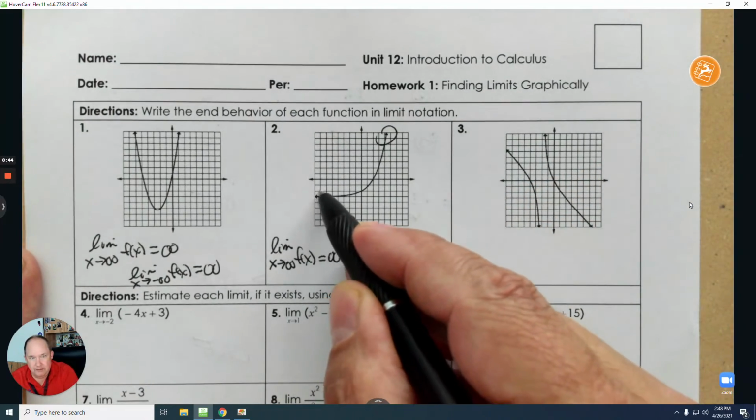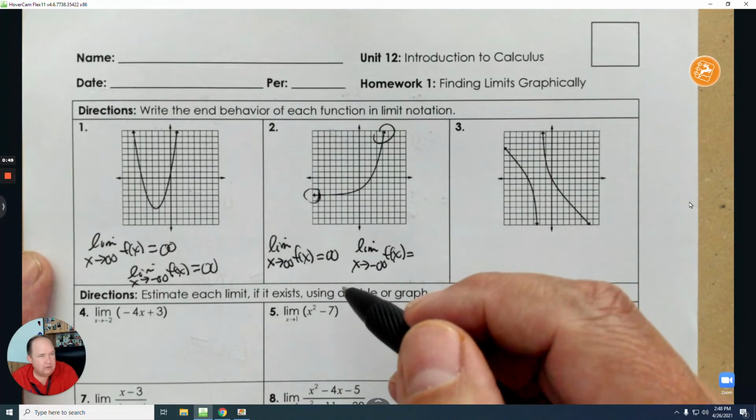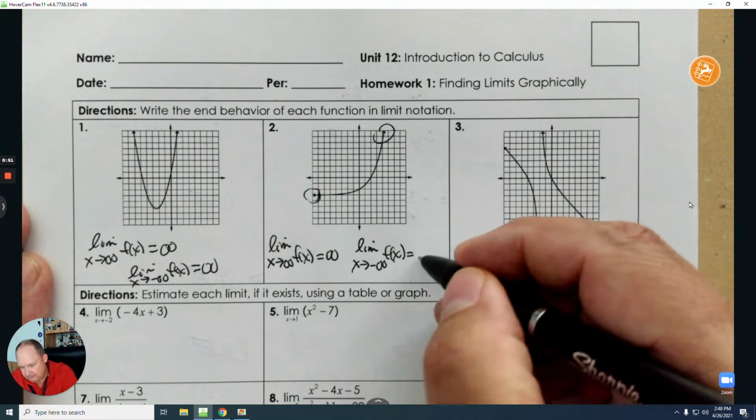This is approaching a number. This is an exponential function, so it's approaching negative 4. No, 1, 2, 3, negative 3.